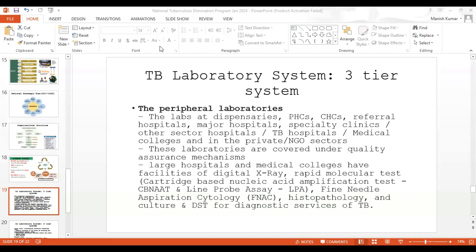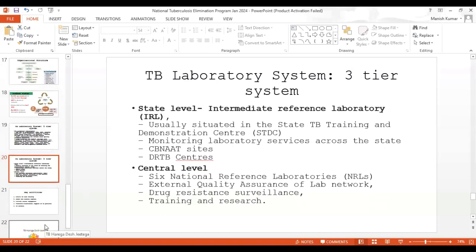So now we are talking about, yes, here there is a 3-tier laboratory system. There are peripheral laboratories. After that there are SRL, IRL, which I talked about, and initially if you remember I talked about central level institutes. So central level labs are there which are known as NRL. So peripheral labs, SRL, IRL and NRL. So that's how it goes.